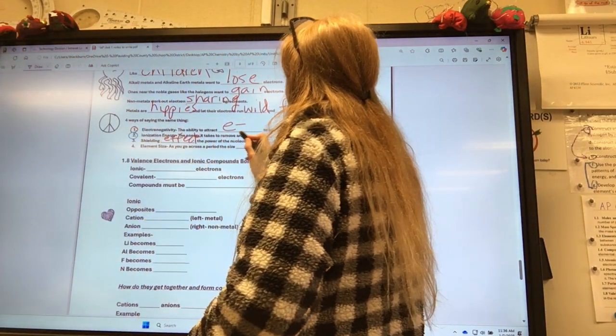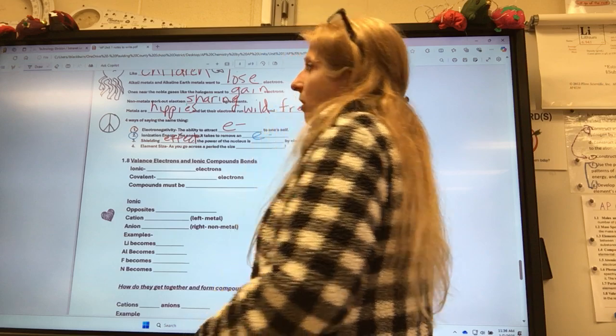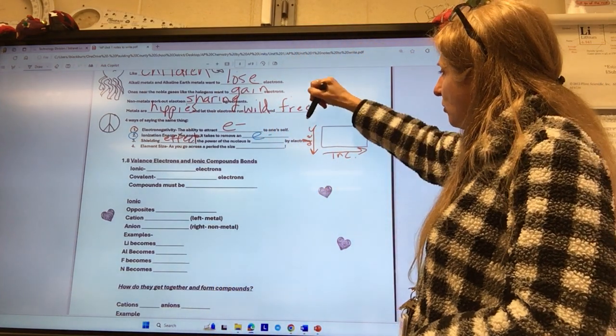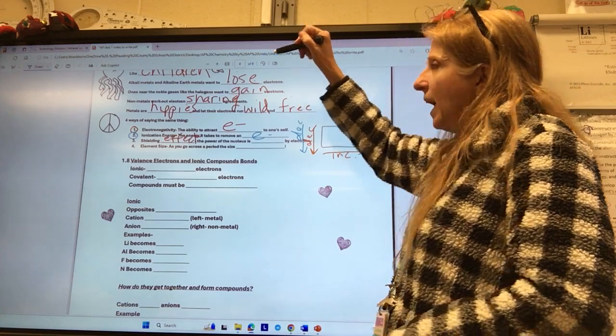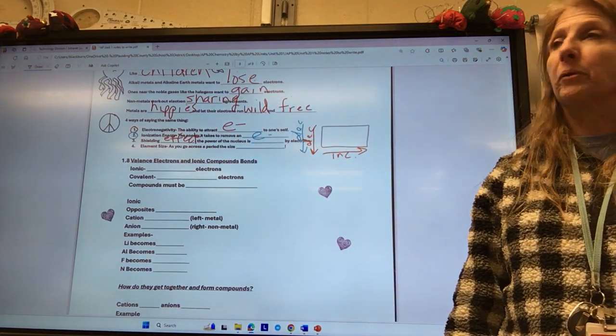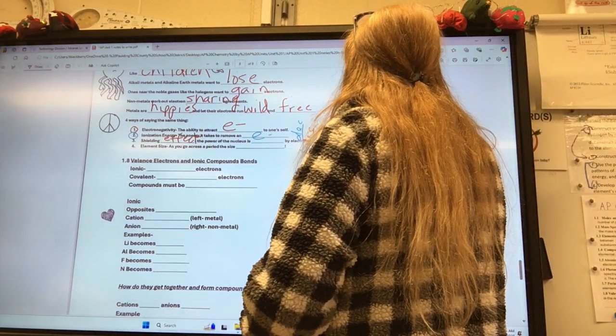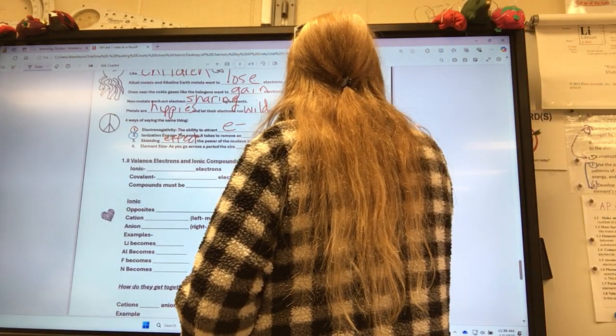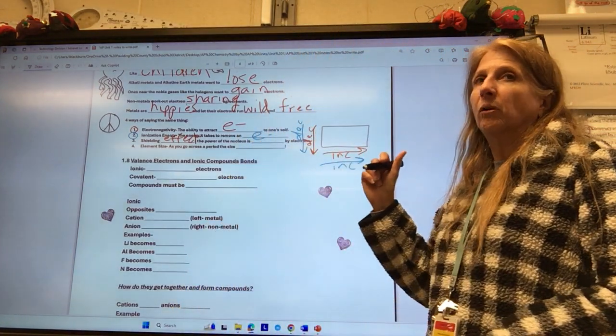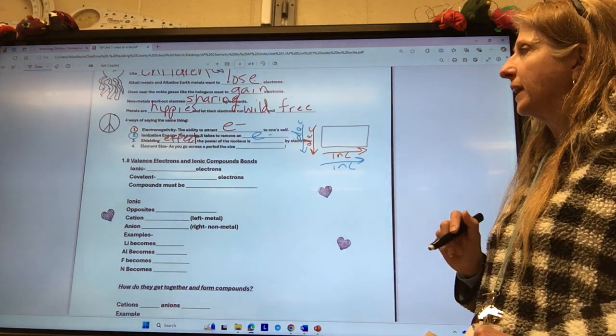The second periodic trend, we'll make it blue, is ionization energy. It's the energy it takes to remove an electron. And as you go down a period, that decreases. Once an atom has a whole lot of electrons, it's pretty easy to steal one. But as you go across, the ionization energy increases. It's much harder to get one because they love theirs and they want to keep them.